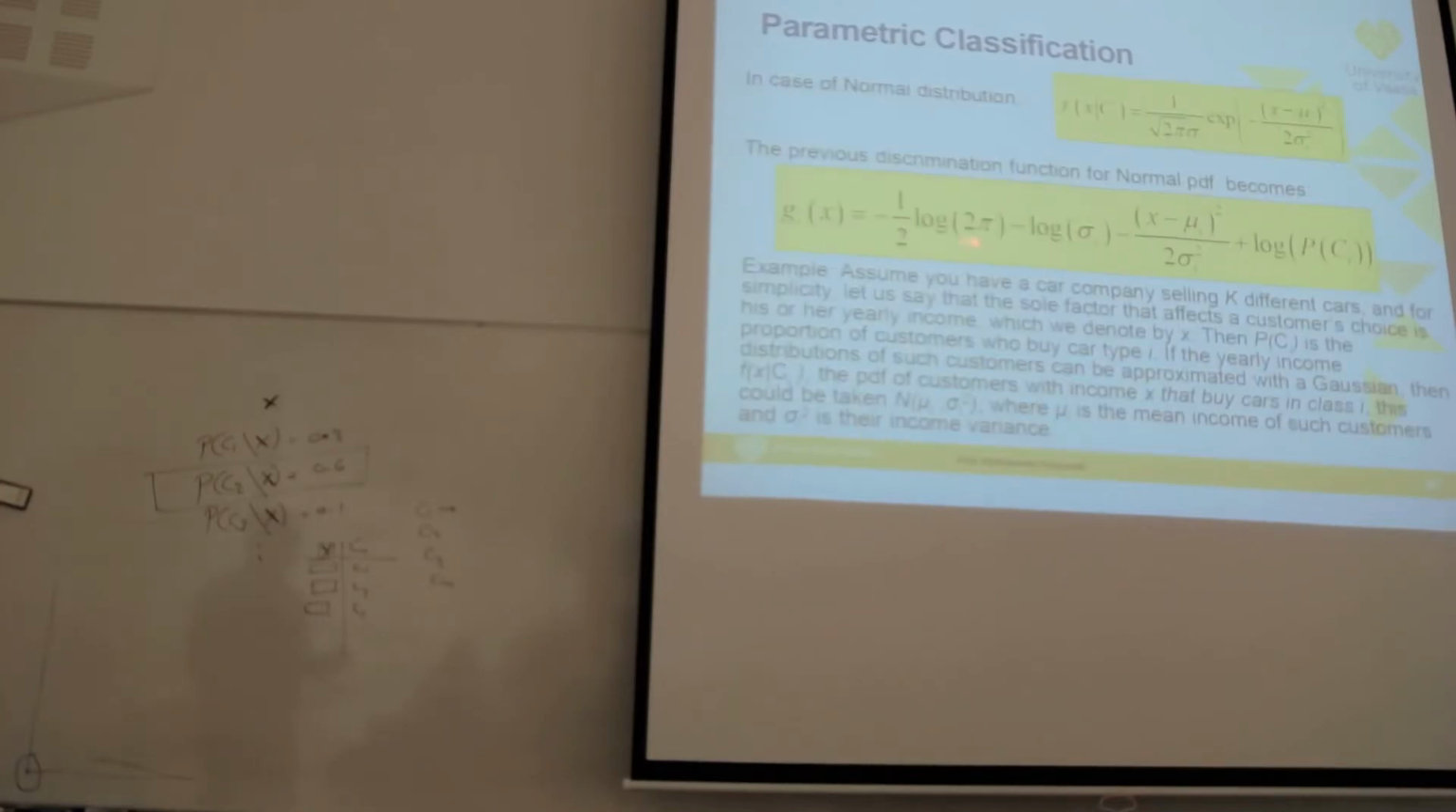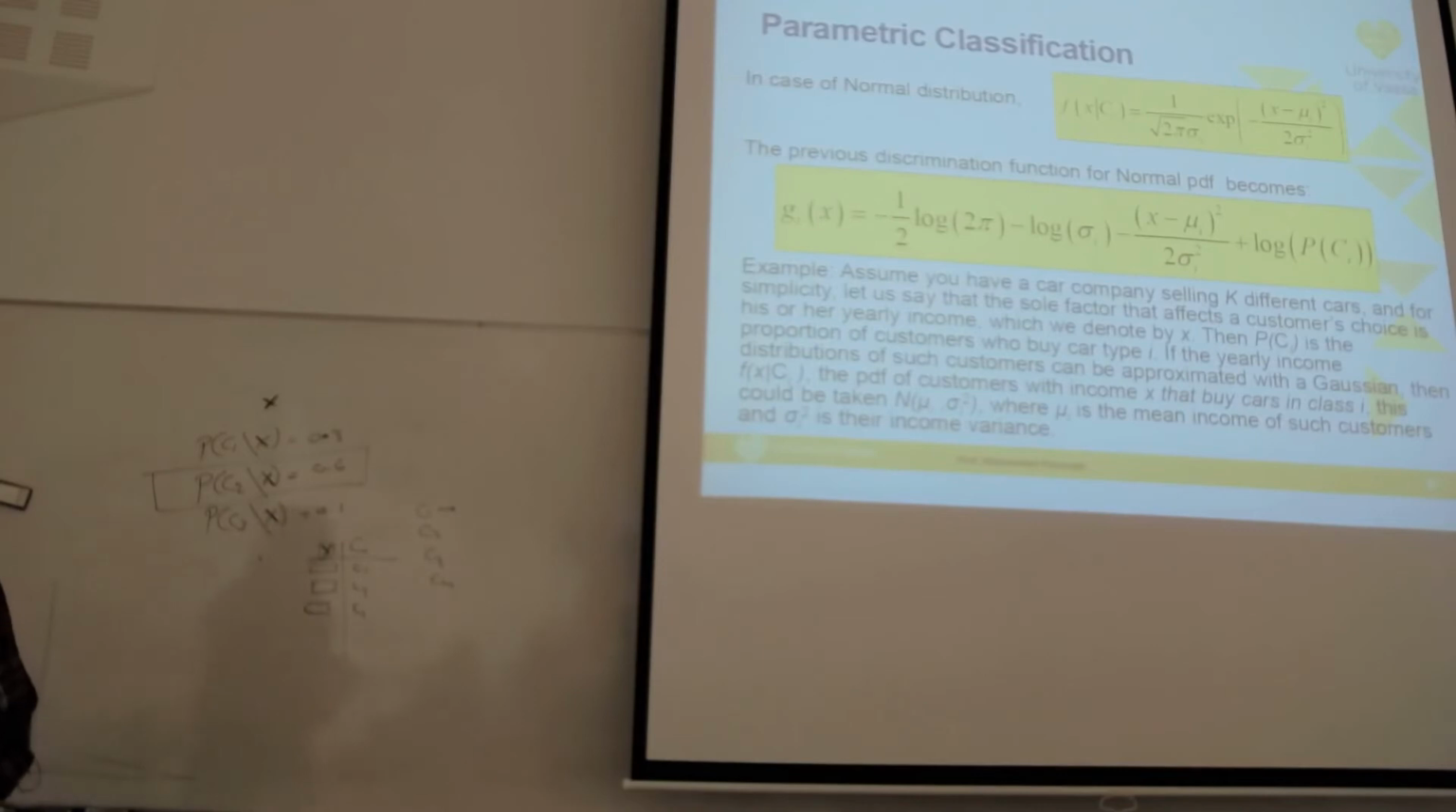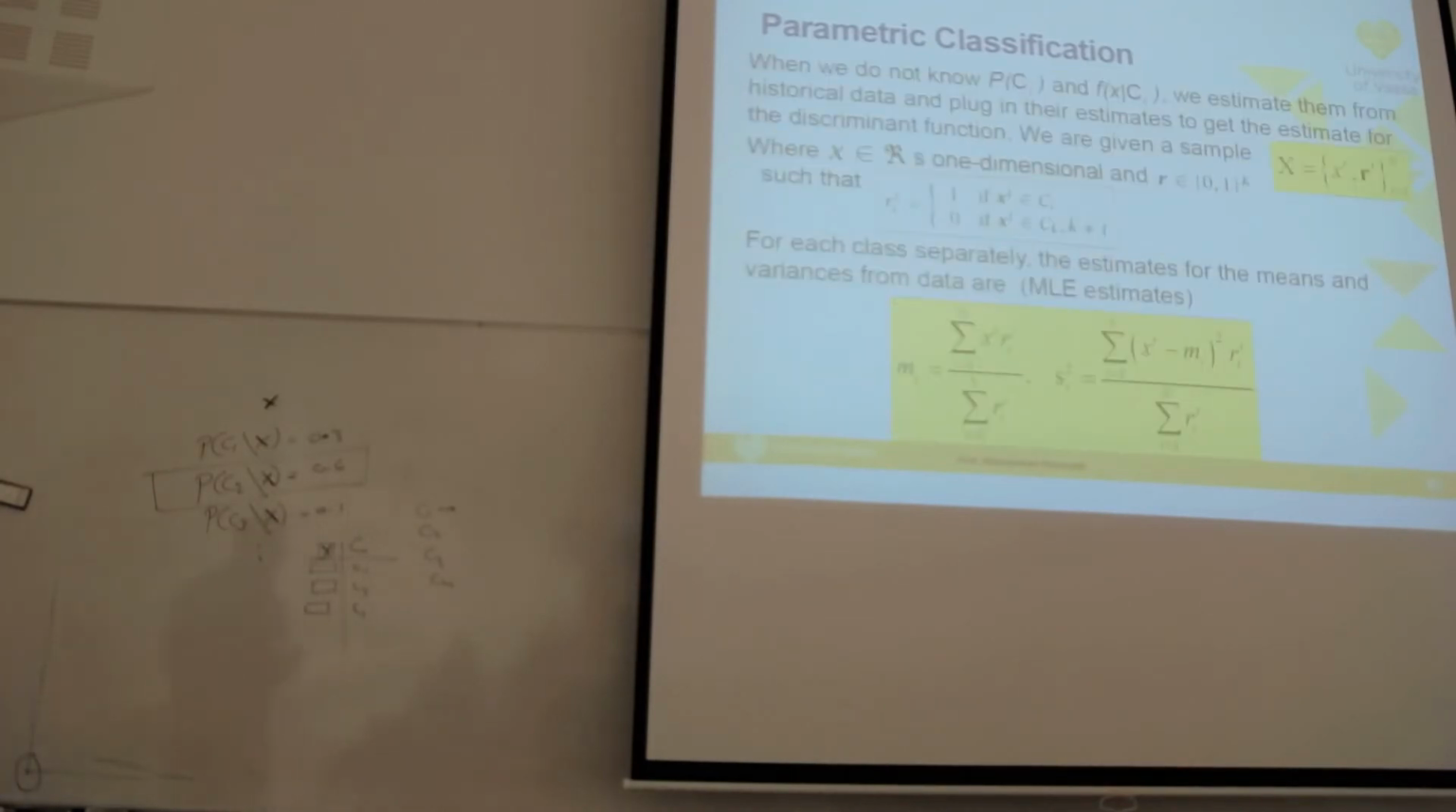Now you can see that those are not functions of x, so they will not have an effect in selecting the maximum, because we compute g i for each class and then we select the maximum one. So if you know mu i in general and the probability of Ci, then you have solved your problem. But if you don't have them, then you need to compute them from your historical data, from your database. How to compute them from the database?